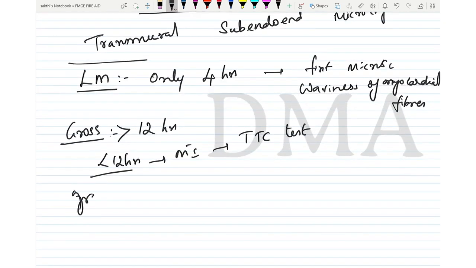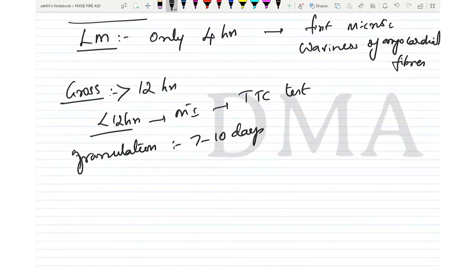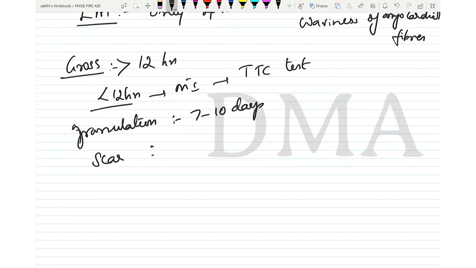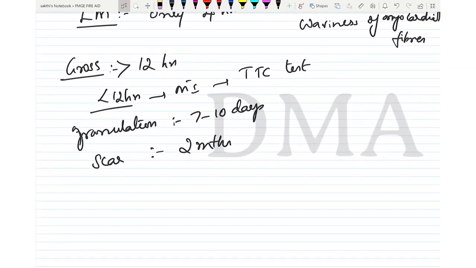The most prominent enzyme that is raised and most sensitive enzyme that is raised in myocardial infarction is myoglobin. That is the most specific marker for myocardial infarction.